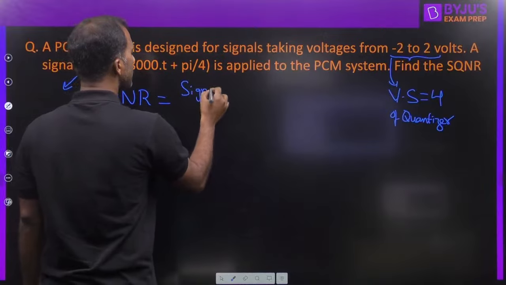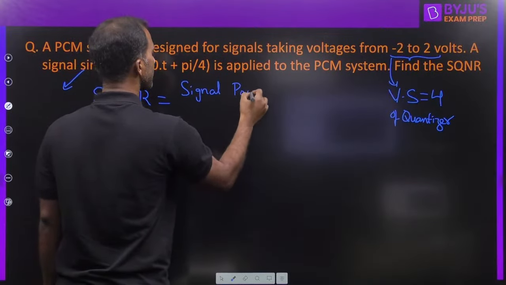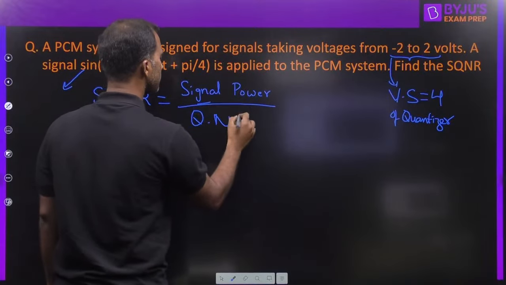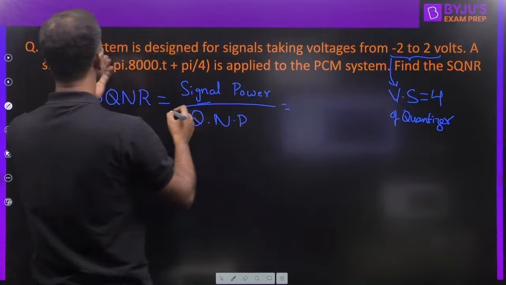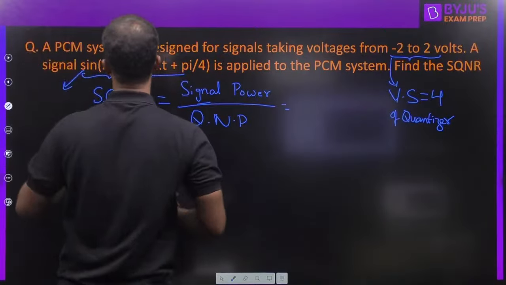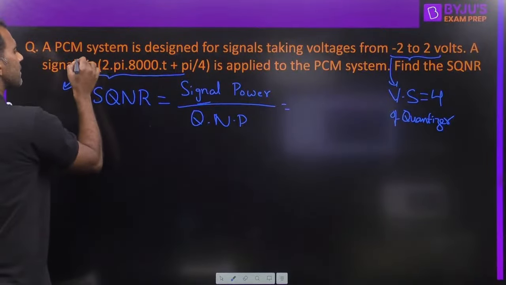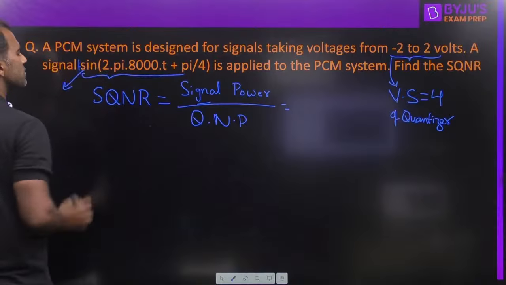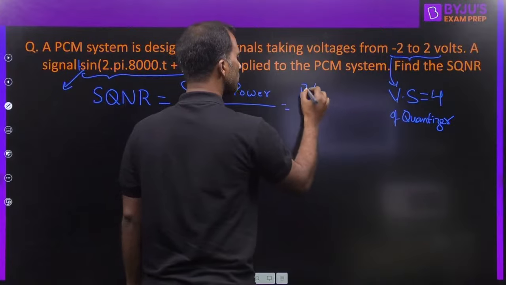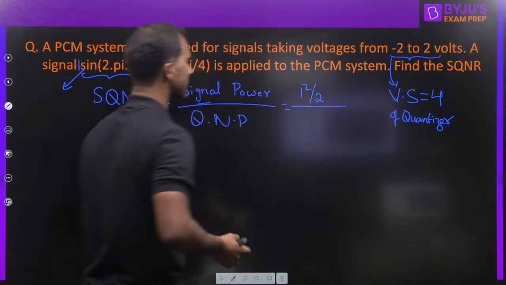Signal power divided by noise power. Quantization noise power, and we know what the signal power is. The signal is given as sin(8000πt), so the peak amplitude of the signal is 1 unit. Nothing else is given, which means 1 unit. So the power of the signal is 1 squared divided by 2. Half a unit is the power of the signal.